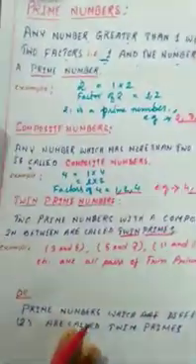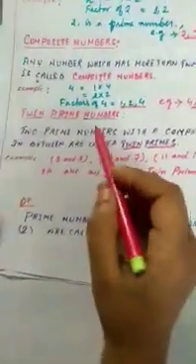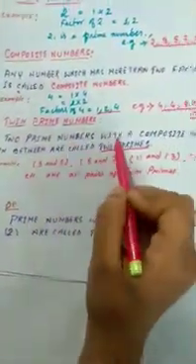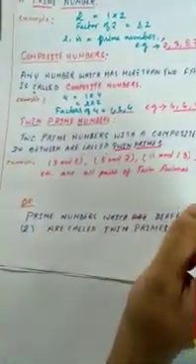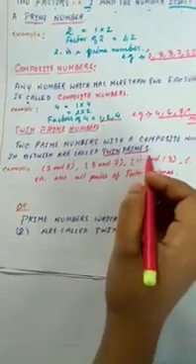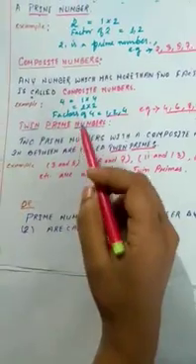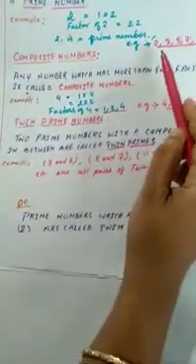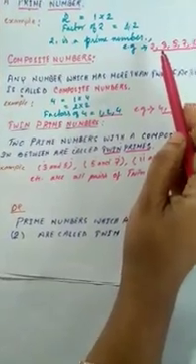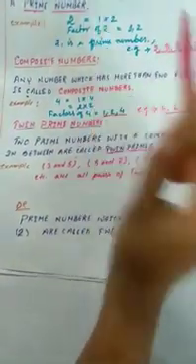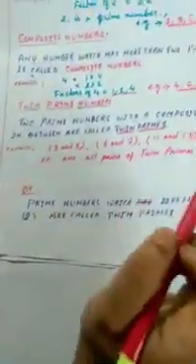Fine children. Next, one more thing you should know, that is twin primes. Two prime numbers with a composite number in between are called twin primes. What does it say? Students, have you understood? Prime numbers, as we just discussed, have only 2 factors: 1 and the number itself. So 3 and 5 are also prime.